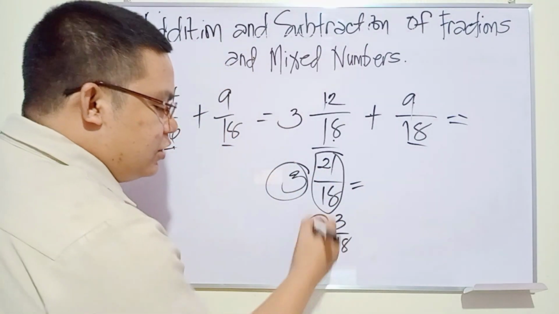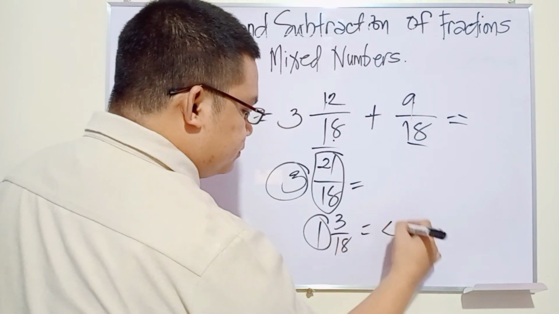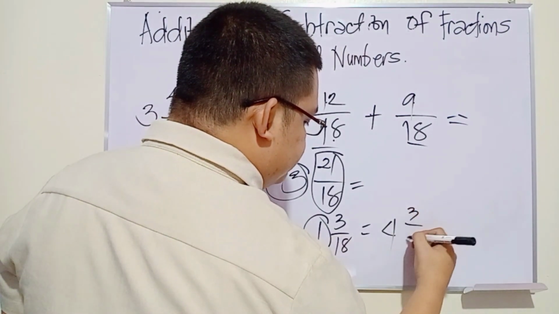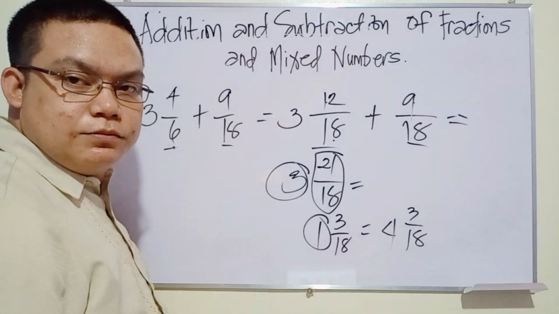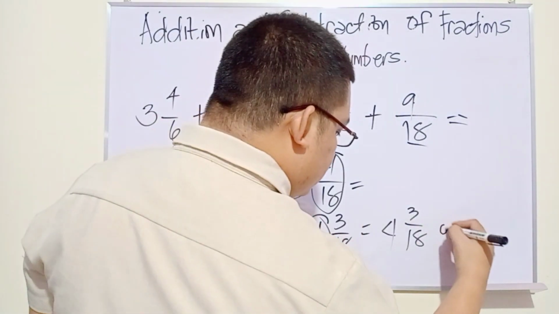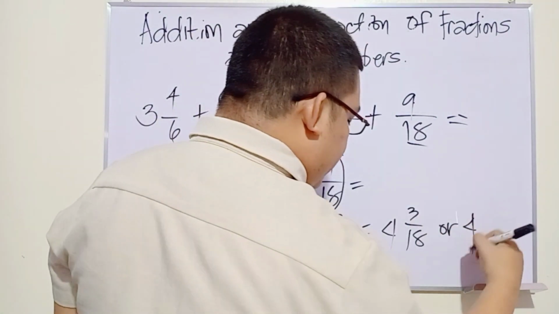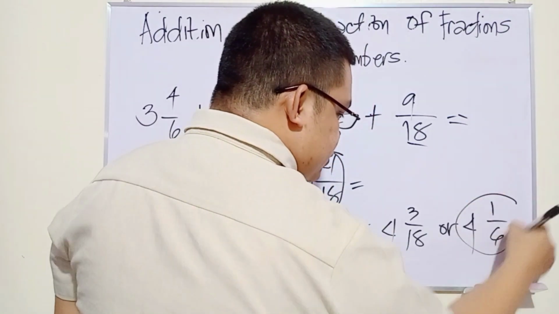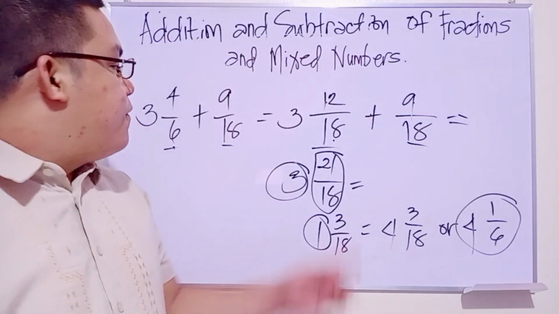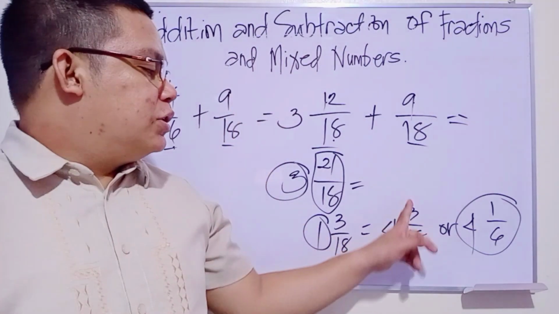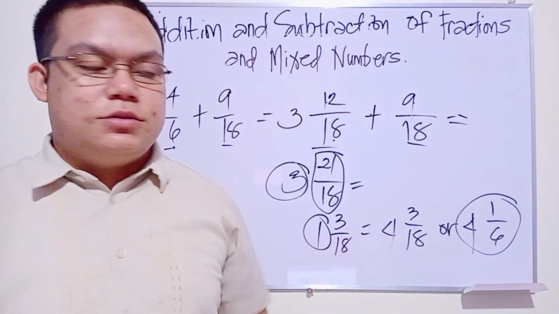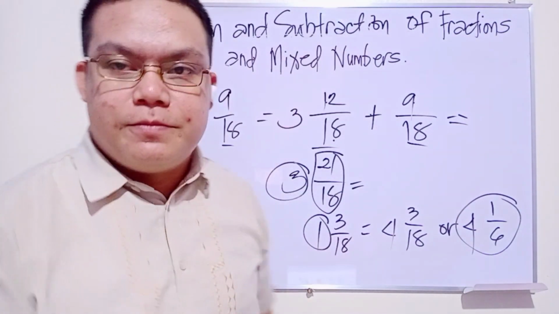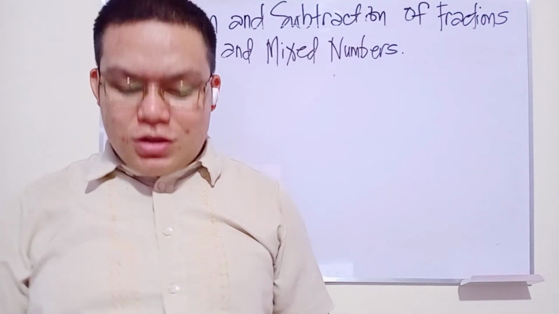Adding the whole number, which is 4, and 3 over 18. Or 4 and 1 over 6. So that is the simplest form for 3 over 18. So magiging 4 and 1 over 6 siya. Okay? Okay, another example.